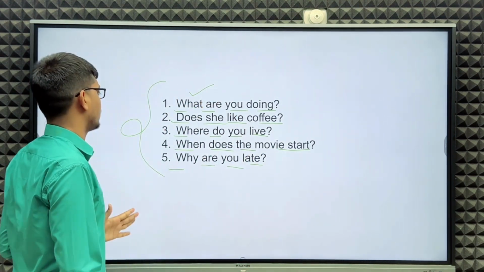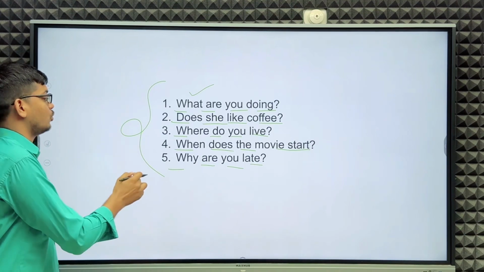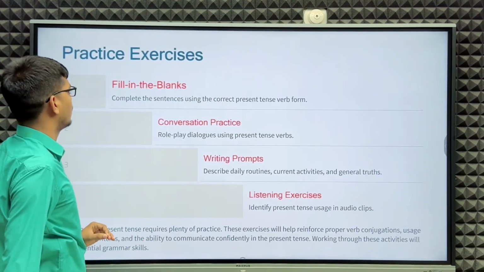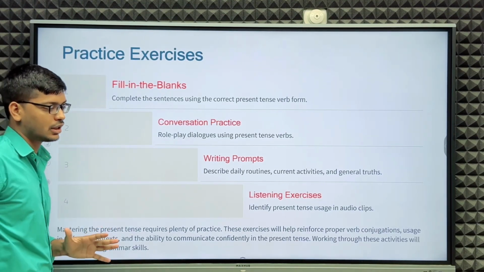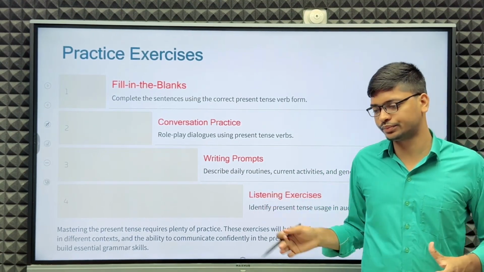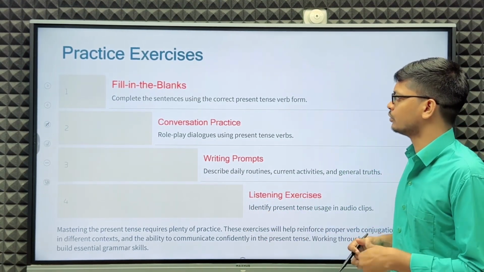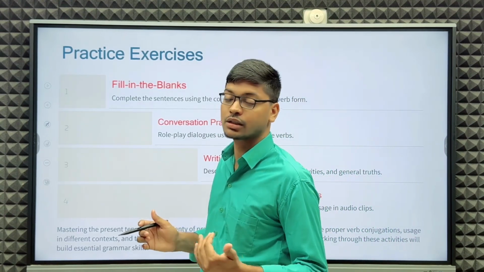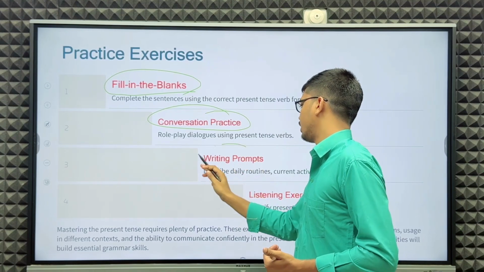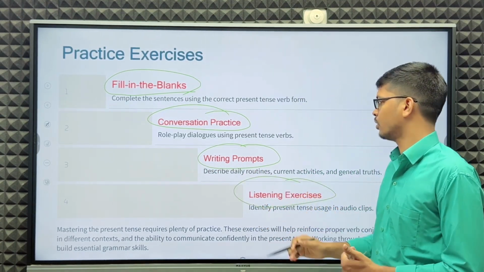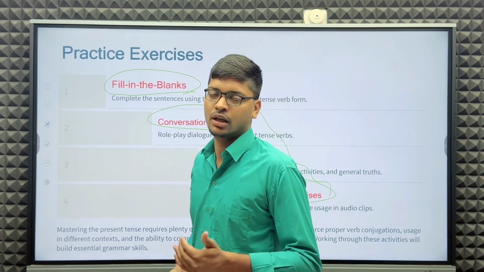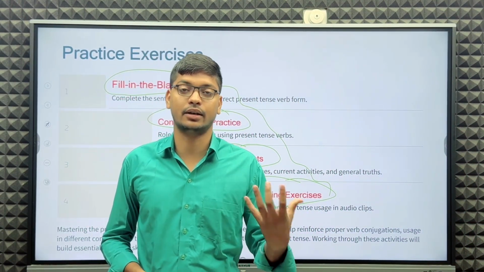So this is very simple. These are very simple examples. So you have to remember, you can easily understand, and you can write them down also. Practice exercises: there are multiple types of practice exercise. Now I provide you only the concepts: fill in the blank, conversation practice, writing prompts, and listening exercise. Using these four types of exercise, you can easily improve your English, spoken English, and writing skills.